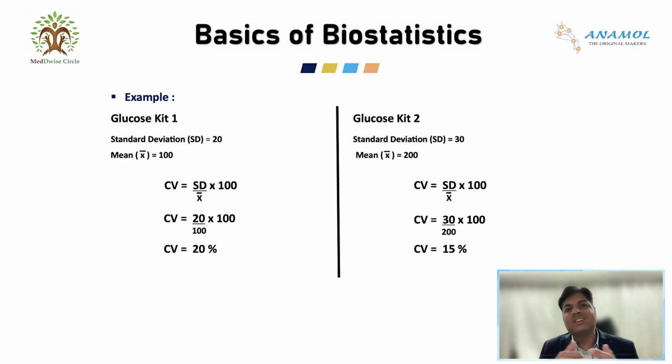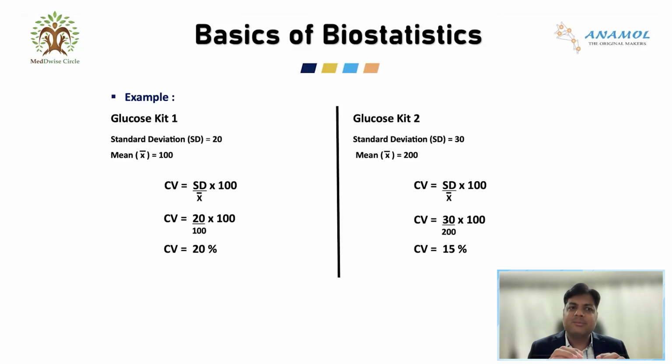So now which kit is better? Is kit A better or kit B better? Practically, kit B is better because kit B has a lesser CV as compared to kit A. So this is why we use CV percentage as the deciding parameter in our pathology lab. Whenever we design any diagnostic test, we always see whether kit A is better or kit B is better on the basis of CV percentage.